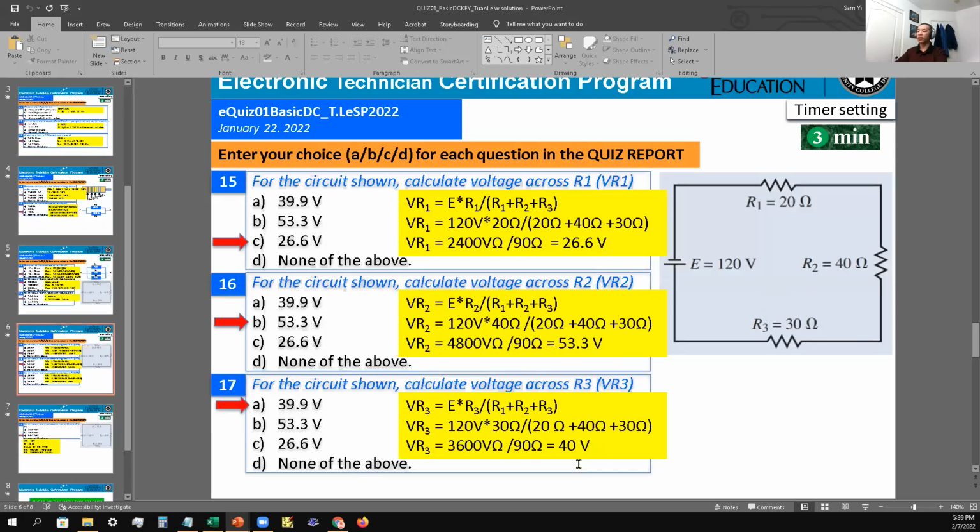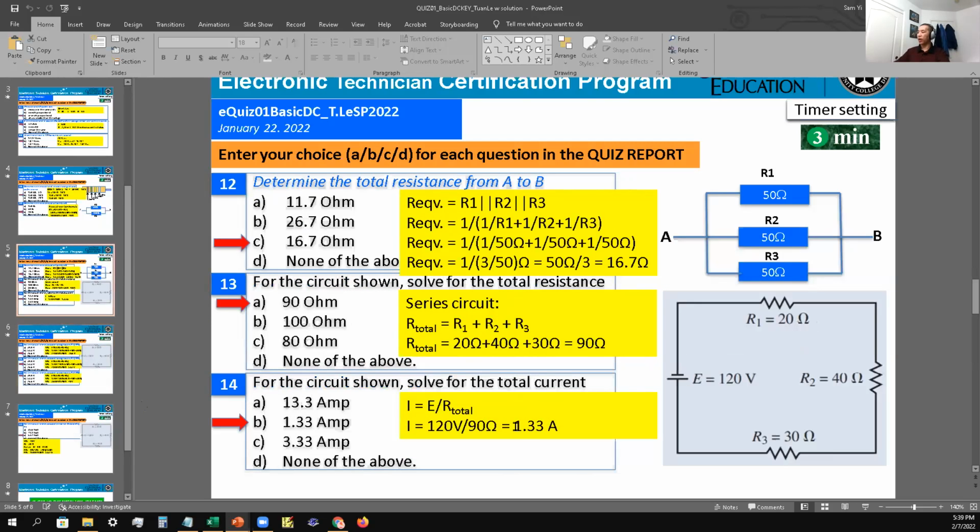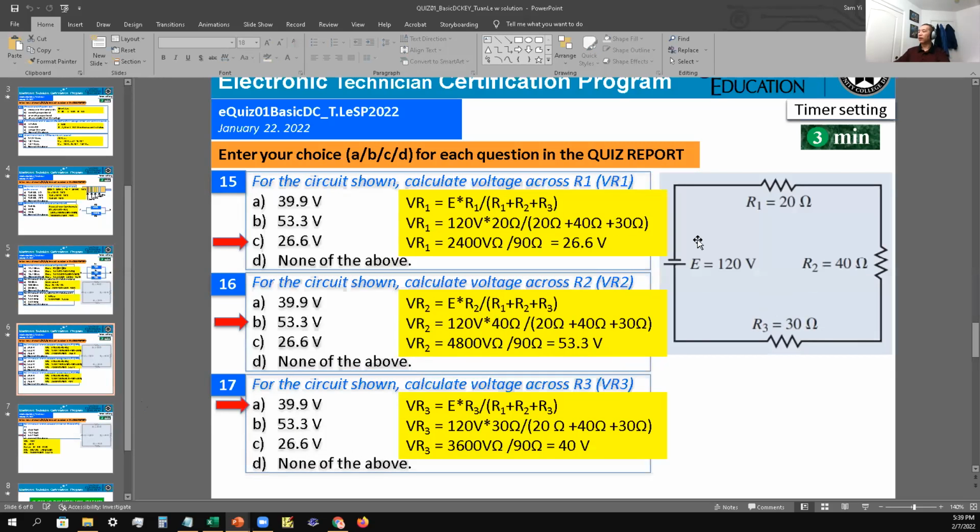Okay, no question. Next set. For the circuit shown, calculate the voltage across R1. R1 is here, then R2, R3. Now we can use this formula, or you can also use the current. Since you have the current here, take this current and multiply it against this value, and it works the same way. If you take 1.33 times the 20, it comes to about 26.6 volts. That is one of the methods, and the other method uses the current to calculate it. So the answer is C as in cat for number 15.